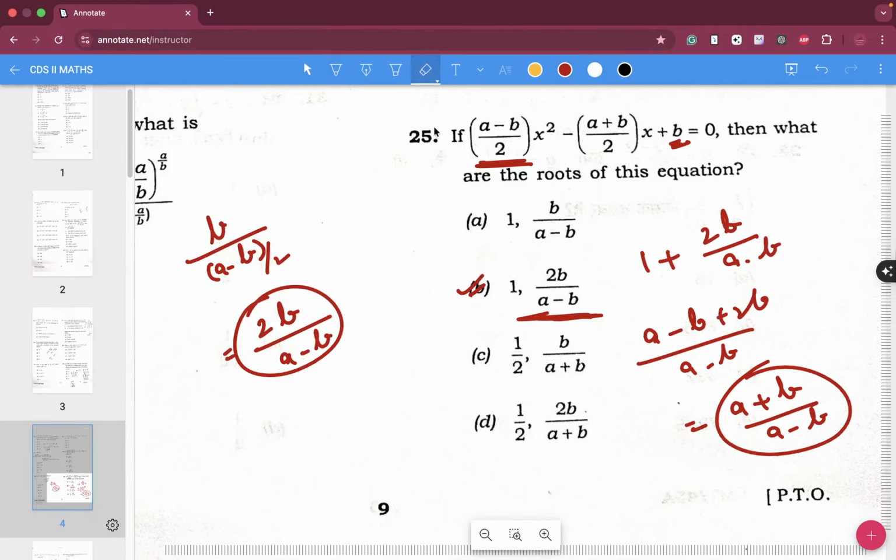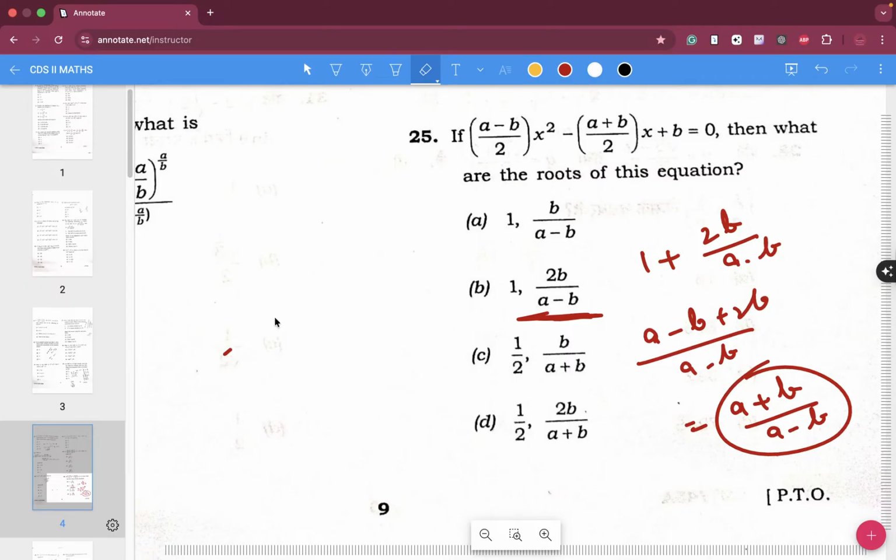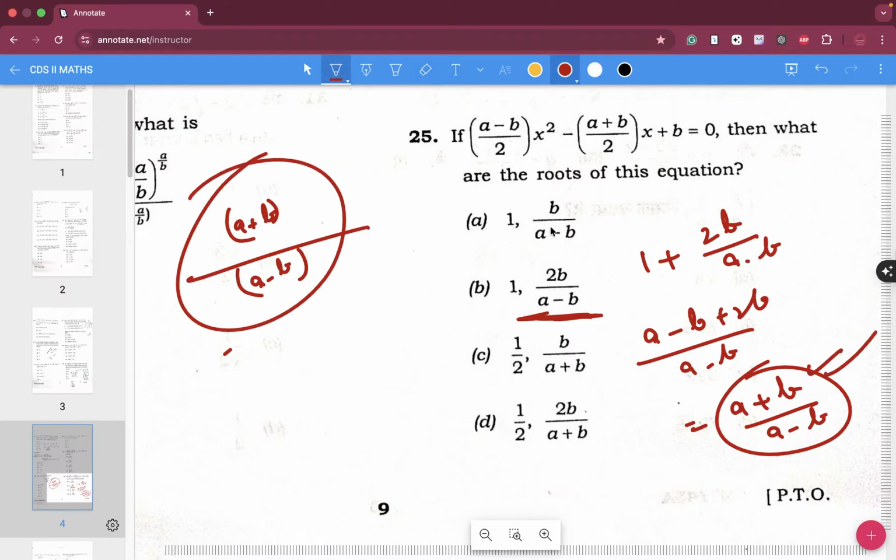Okay, sum of roots is how much? Minus b by a. So in that case, (a plus b) by 2 divided by minus b by a over here is (a minus b) divided by 2. Okay, so in that case this gets cancelled and this one also gets cancelled. Okay, so these two are absolutely exactly the same. The correct answer for question number 25 is how much? 2, folks.